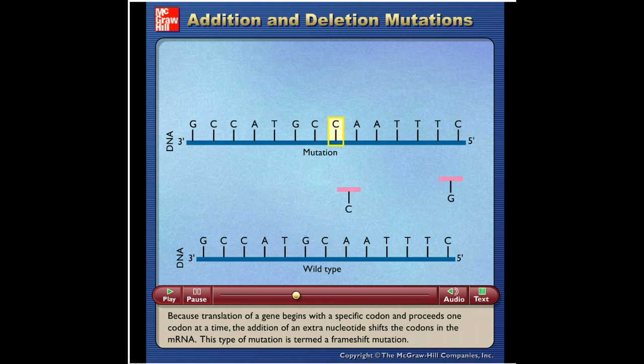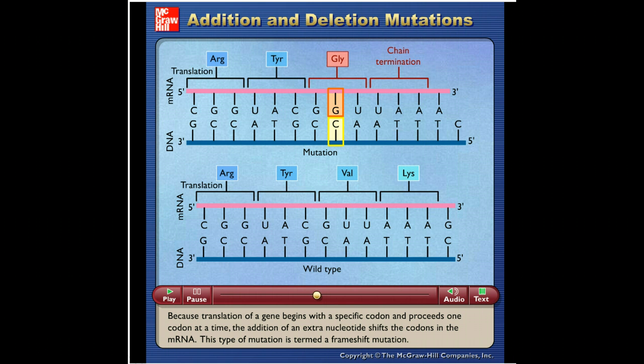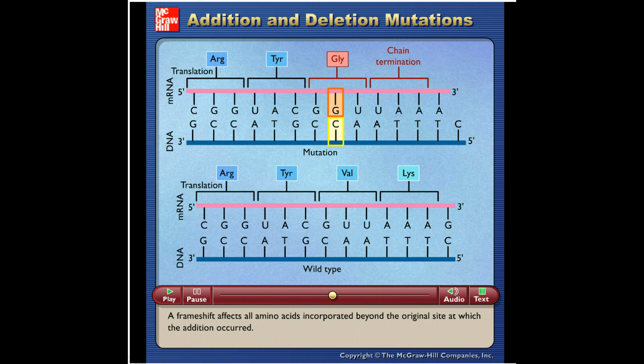Because translation of a gene begins with a specific codon and proceeds one codon at a time, the addition of an extra nucleotide shifts the codons in the mRNA. This type of mutation is termed a frame shift mutation. A frame shift affects all amino acids incorporated beyond the original site at which the addition occurred. If the new codon generated by the frame shift is a stop codon, the protein synthesized will be shortened and is often non-functional.